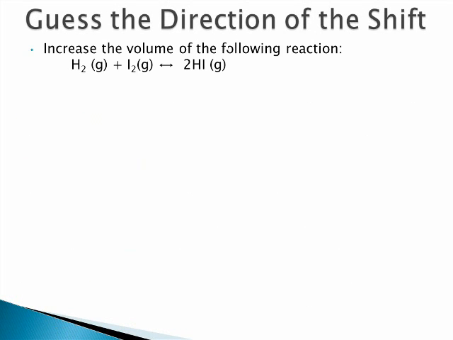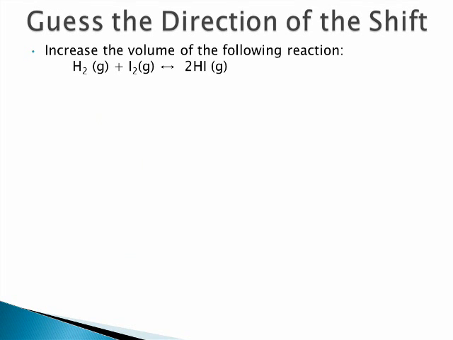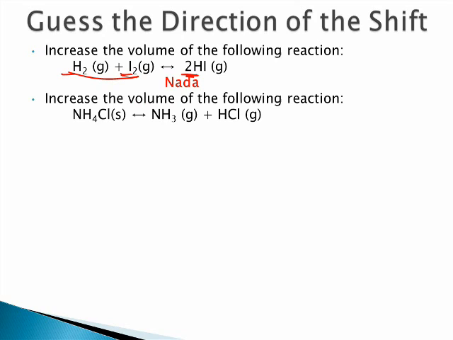Alrighty, more fun. Increase the volume of the following reaction. So we increase the volume. That means we decrease the pressure. Nothing. Why? Well, remember, number of molecules. There's 2 molecules here, 2 molecules here. 2 on this side. So there's 2 total here, 2 total there. So nothing happens.